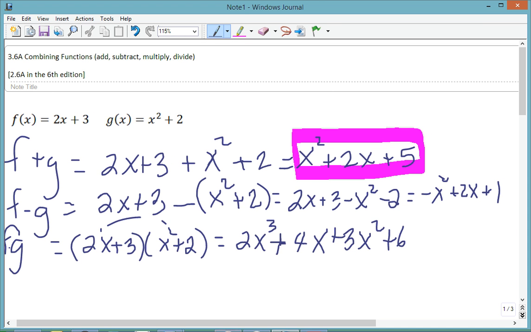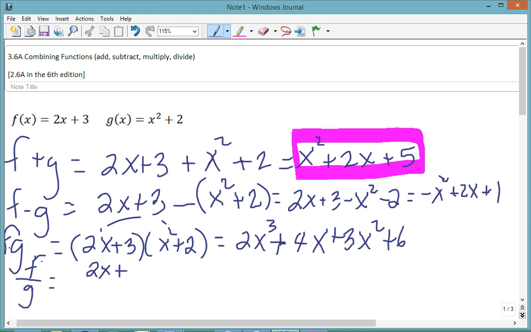And division would be, just like you might think, 2x plus 3 over x squared plus 2.